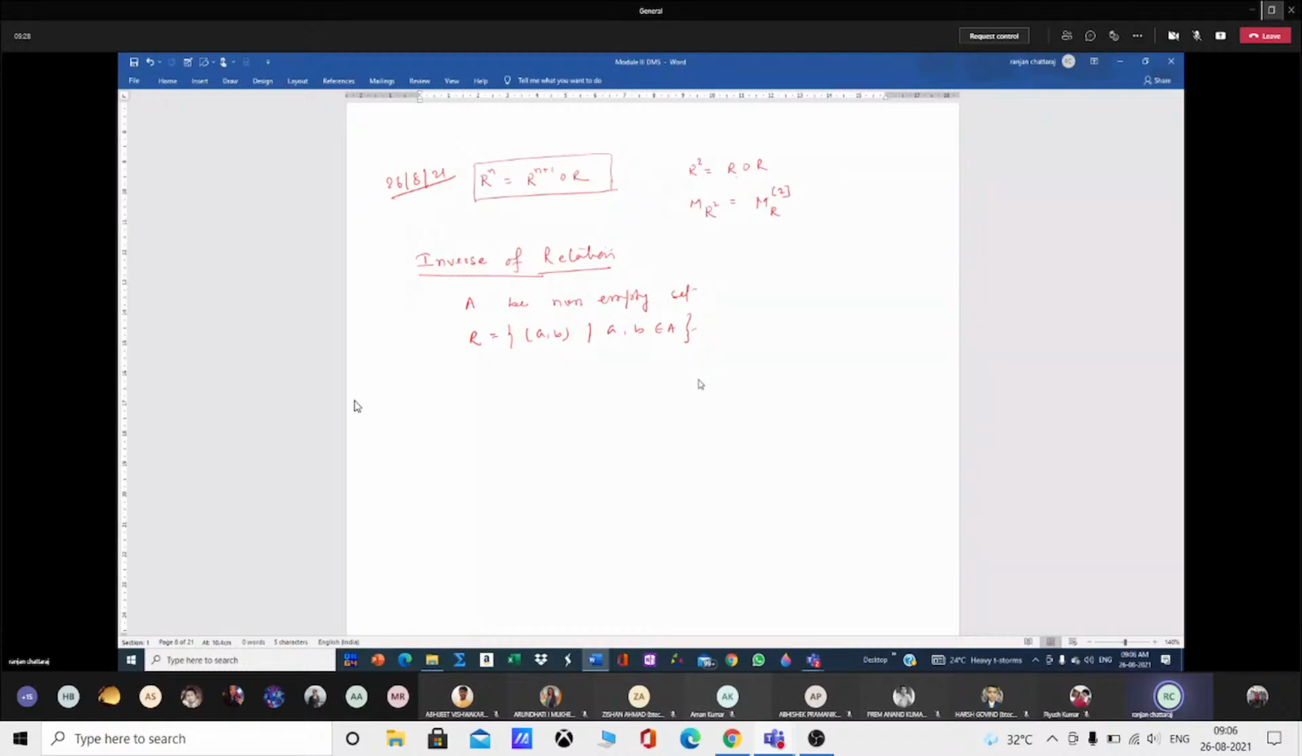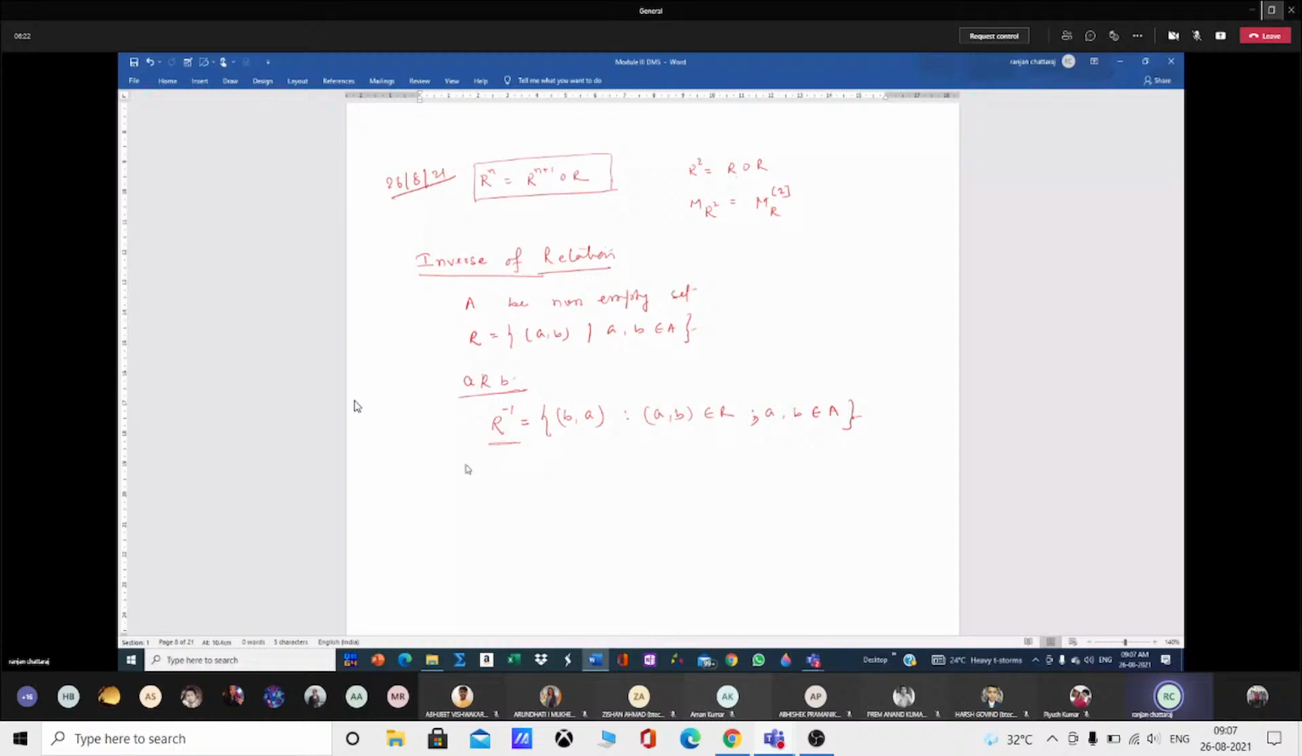So how can you define R inverse? R inverse is defined like this: if a is related to b under R, then R inverse is denoted by (b, a), such that (a, b) belongs to R and (a, b) belongs to A cross A. So what is the inverse of a relation?